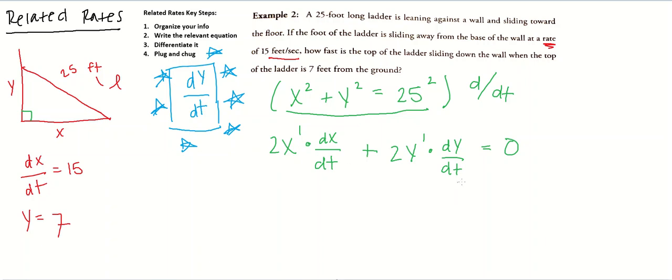Okay, so now we have differentiated this, and we were really careful and made sure that we treated both x and y as functions. So we have finished step 3. And so now we just need to plug and chug, right? We can throw all the information that we know in here. So we have 2, and then we need to multiply 2 by x. Do we know what x is, though? Let's go back to the information that we wrote over here. We know the length of the ladder is 25 feet. We know dx/dt is 15. We know y is 7. But it doesn't look like we have x anywhere over here, right? So we actually need to figure out what x is.